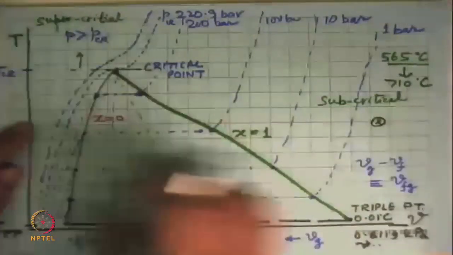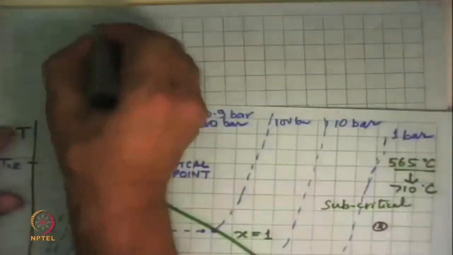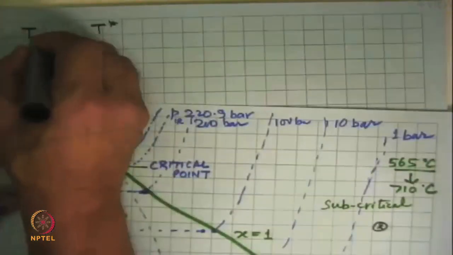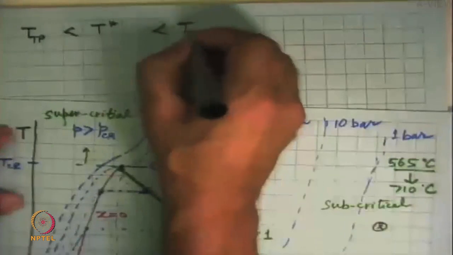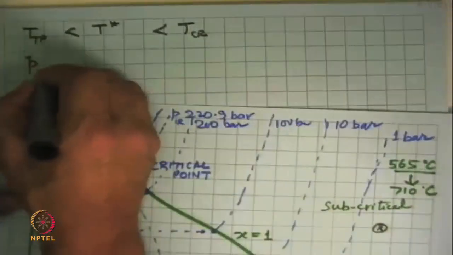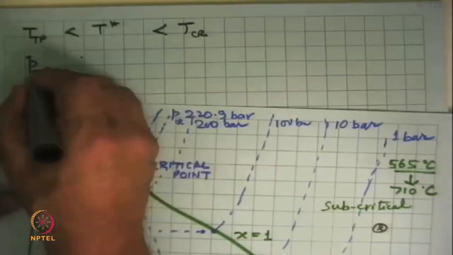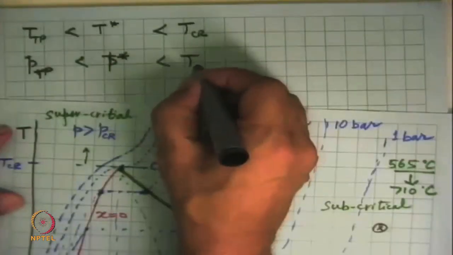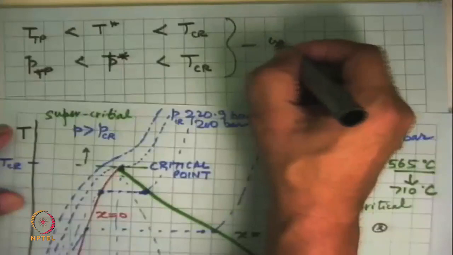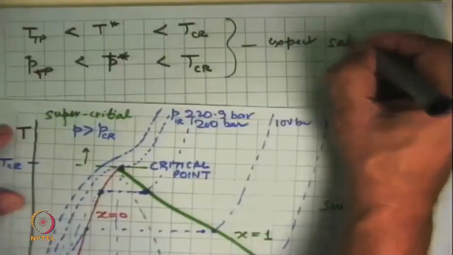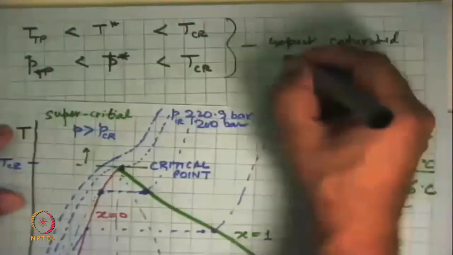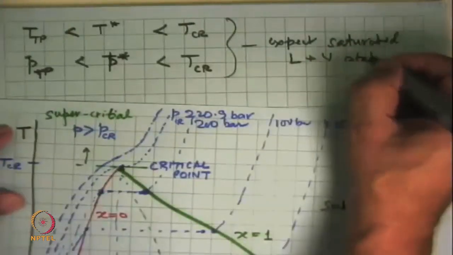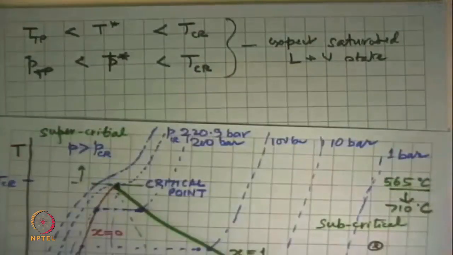But if the given temperature is between the triple point and critical point temperatures, and the given pressure is between the triple point pressure and the critical pressure, then we can expect a saturated state to be formed: a saturated liquid plus vapor state. At temperatures below the triple point, we get saturated solid plus vapor phases. The other points are where you get solid plus liquid phases.